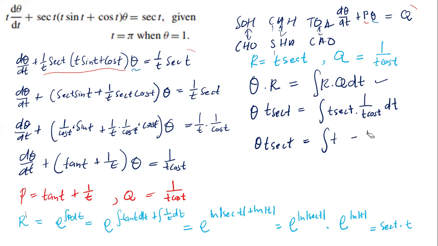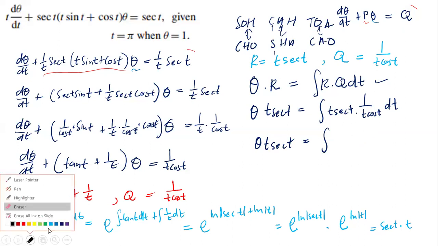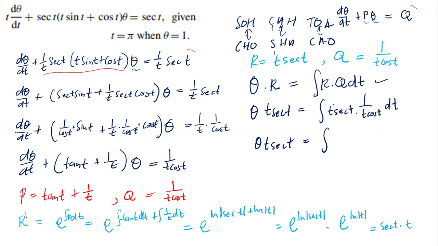This is what I want to do. All right. Okay, so this t will cancel with that t, because it's 1 over t and we are multiplying. This will cancel, and then we are left with sec t. And then here we have 1 over cos t, which is the same as sec t dt, okay? All right. And so theta t sec t will equal sec t multiplied by sec t, which will give us sec squared t dt.